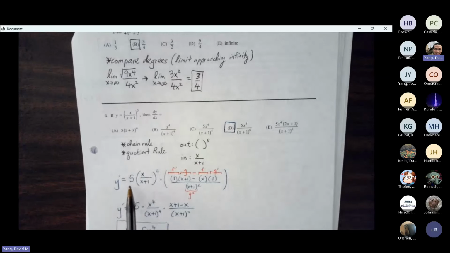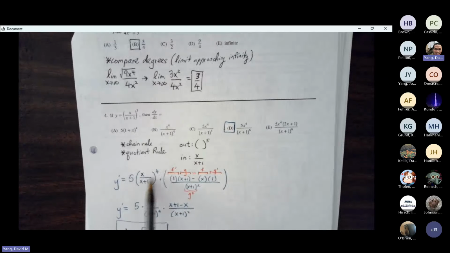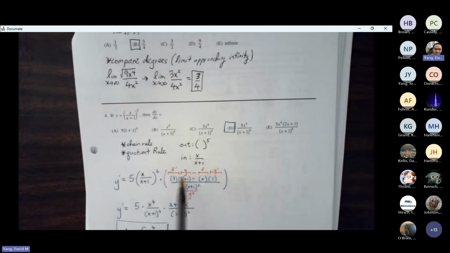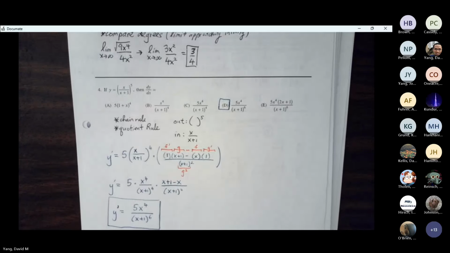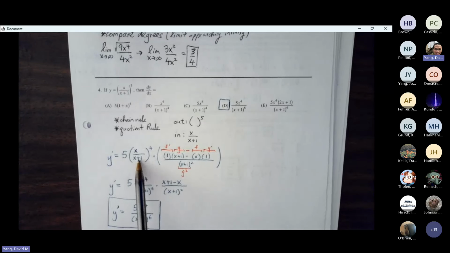So outside derivative, parentheses to the 5th becomes 5 parentheses to the 4th. And once I get inside, I go through quotient rule, f prime g minus f g prime all over g squared. Now, the thing to keep in mind is that this x plus 1 is not just x plus 1. This is x plus 1 to the 4th.